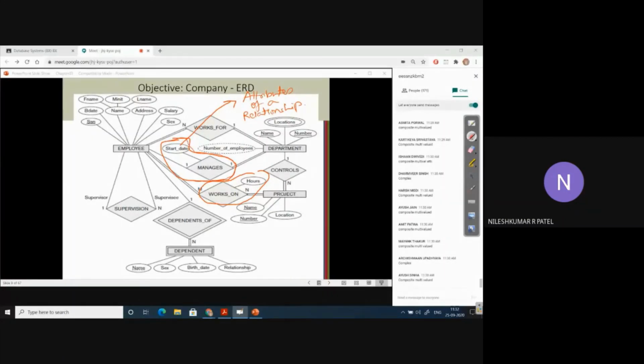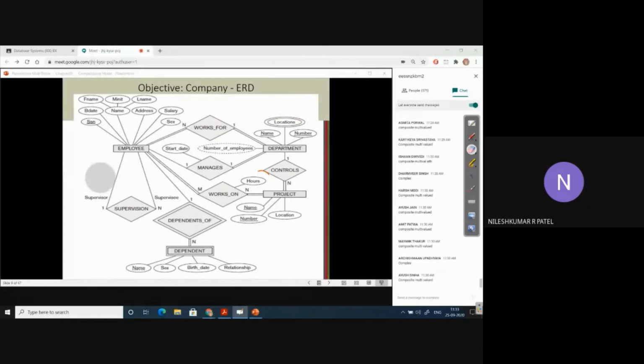So why are we not illustrating these attributes with employee? See, this manages relationship is connecting two entity types, that is employee and department, and this attribute start date is for the manages relationship. So we may connect this start date here or here. That is the question. Where should we connect it? If you are not able to find the answer right now, you can connect this attribute with the relationship symbol, and that is why we call it an attribute of a relationship.